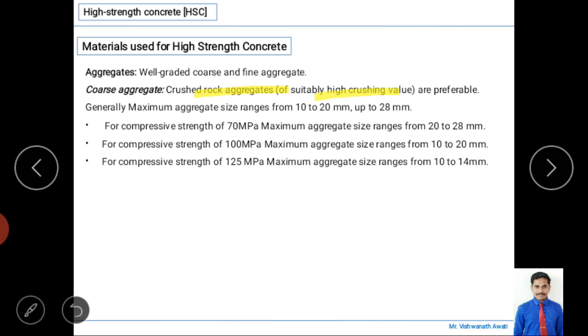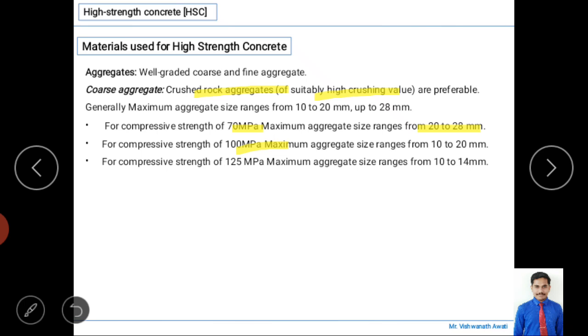So if you want to get a compressive strength of 70 MPa, or 70 Newton per mm square, then the aggregate size ranges from 20 to 28 mm. Even normal it is actually. If you want to produce concrete of 70 MPa, then no problem, we can use maximum size up to 20 to 28, but if you want to get a higher compressive strength of 100 MPa, then it is increasing the compressive strength.